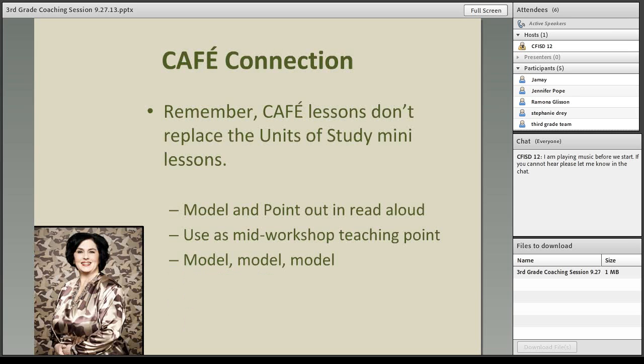Miss K is going to remind us of the cafe connection. Please remember, the lessons for cafe are not supposed to replace the unit of study mini lessons. You're supposed to be using them as mid-workshop teaching points or modeling in your read aloud. When you start seeing wiggling during independent reading time or between switching your small groups during independent reading time, that's a perfect chance for you to do a quick cafe lesson in mid-workshop teaching.